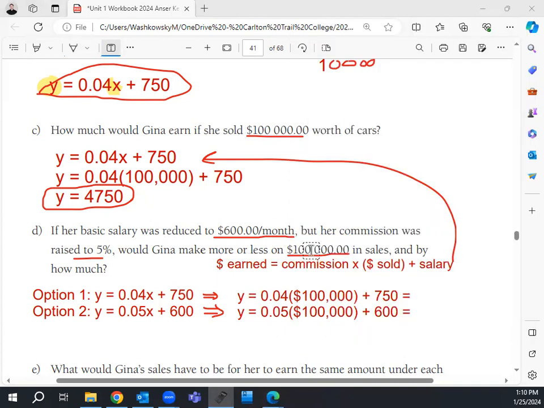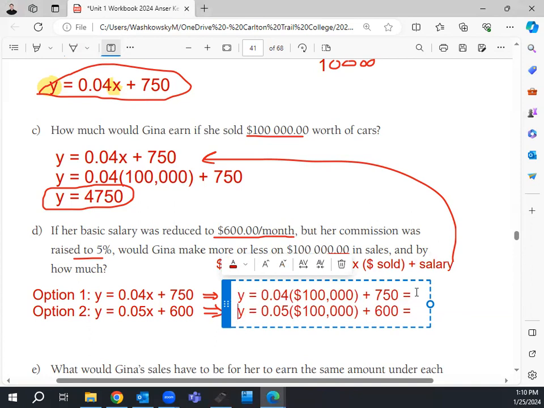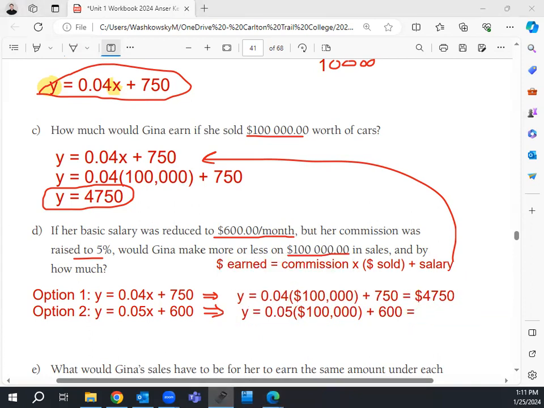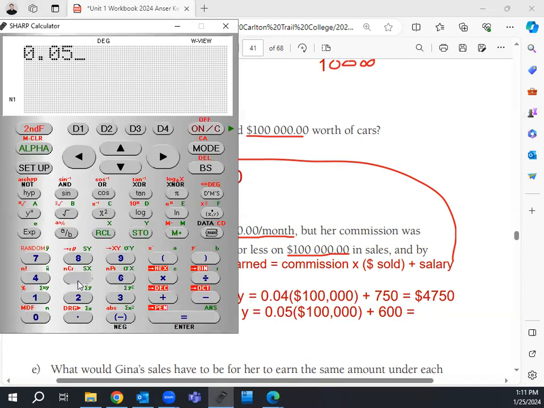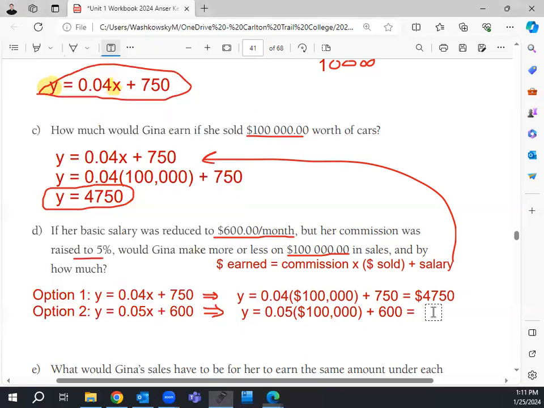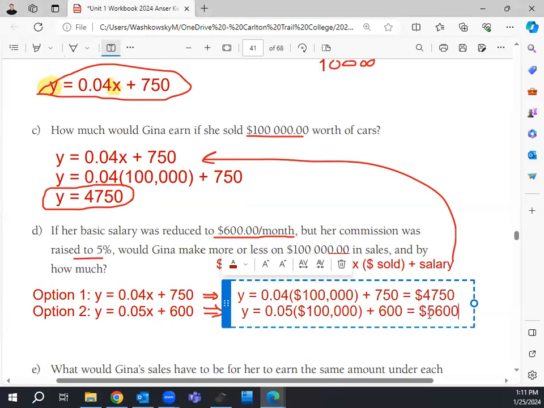So I'm just going to do that calculation on this other side here. Well, I don't need to do the top one. We already have the top one. This is that 750. We did that math on the question above. So all I've got to do is this bottom one here, right? And again, using our calculator, we can just spit it in exactly how we see it: 0.05 times 100,000 plus 600. And I can see that what she's going to make is $600.